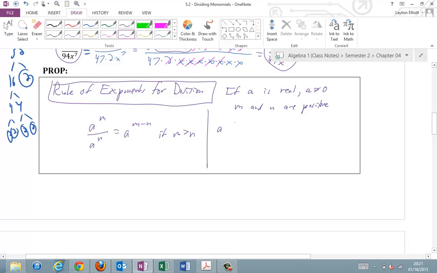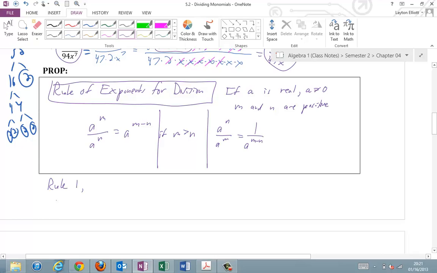Typically, if we have a to the n over a to the m, then we're going to say that that's the same thing as 1 over a to the m minus n. And that's going to hold true also if m is greater than n. So if the bigger one's on top, we're going to subtract and keep it on the top. If the bigger one's on bottom, we're going to subtract and keep it on the bottom. But the bottom line here is these 3 rules that are crucial to understanding this chapter.